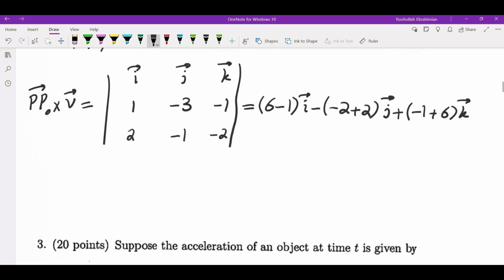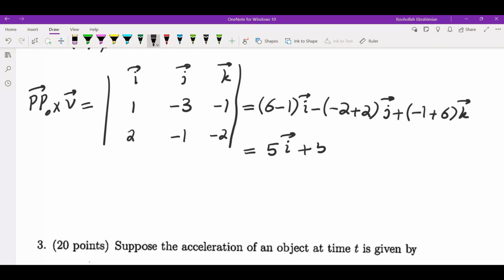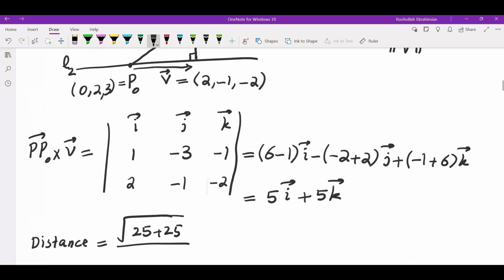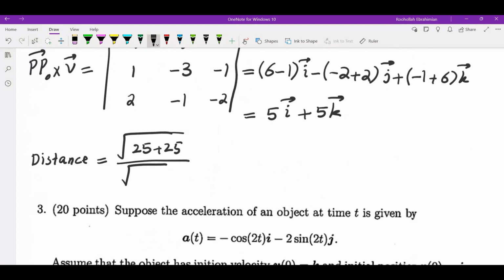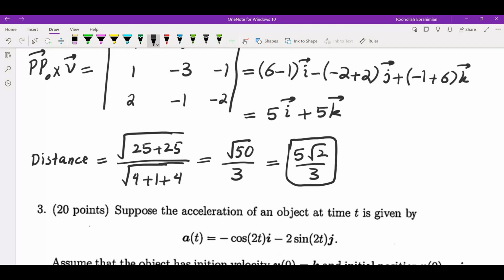So this is the cross product. Let's simplify this. This is 5i, the j component is 0, plus 5k. So the distance is going to be the magnitude of this, root 25 plus 25, divided by the magnitude of v, which is root 4 plus 1 plus 4. So this is root 50 divided by 3, which we don't have to simplify, but this is our final answer.